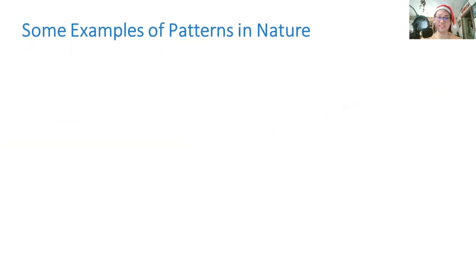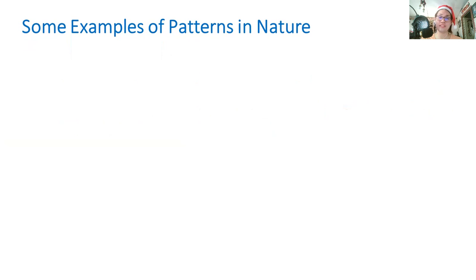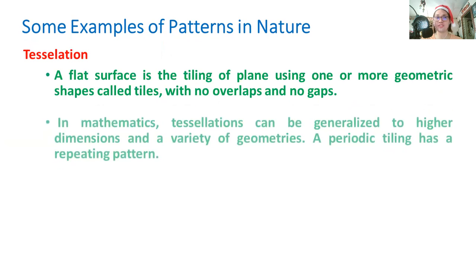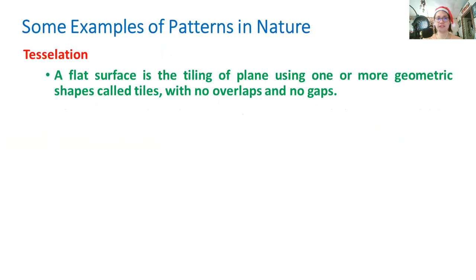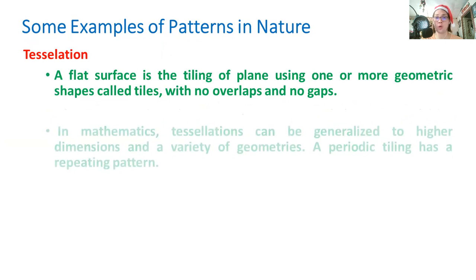Another thing that gives us an example of patterns in nature is tessellation. A tessellation is the tiling of a flat surface, or plane, using one or more geometric shapes called tiles, with no overlaps and no gaps.